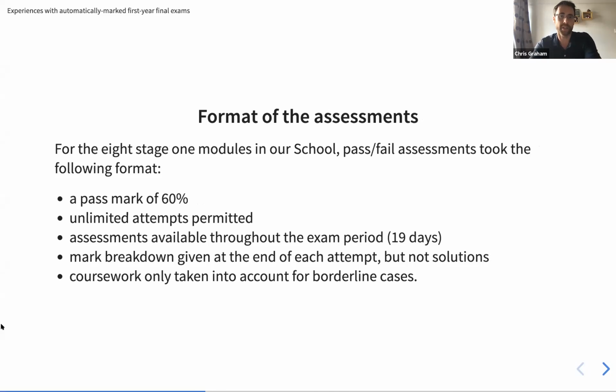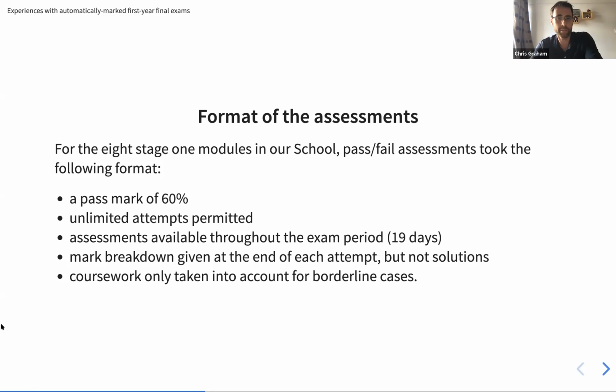So for the 8 stage 1 modules that were in that table a couple of slides ago, the format was as follows. These were delivered using Numbas. Each test would have a pass mark of 60%, so that's higher than the standard pass mark for these modules, which would be 40. We would allow unlimited attempts, and those attempts could be taken at any point through the exam period. So these assessments were open for the near 3 weeks of our May-June exam period.